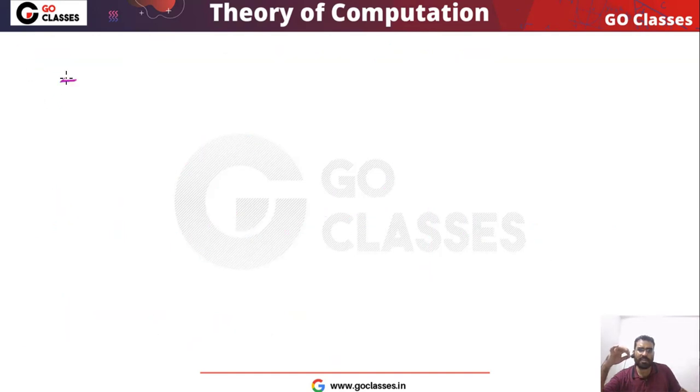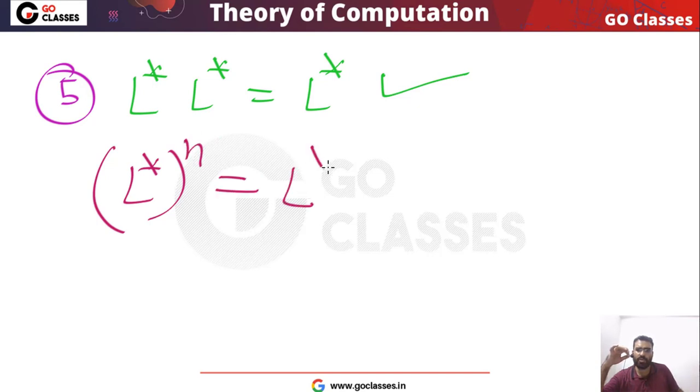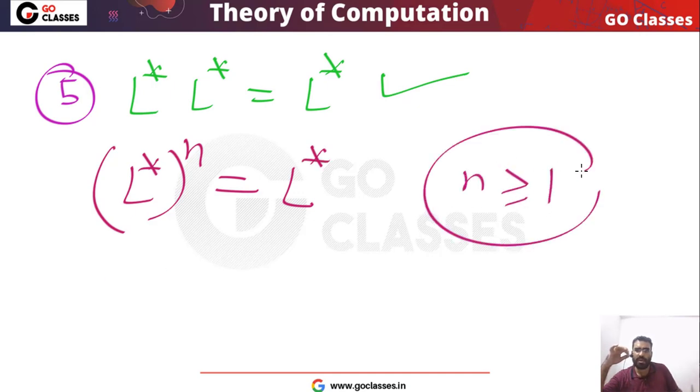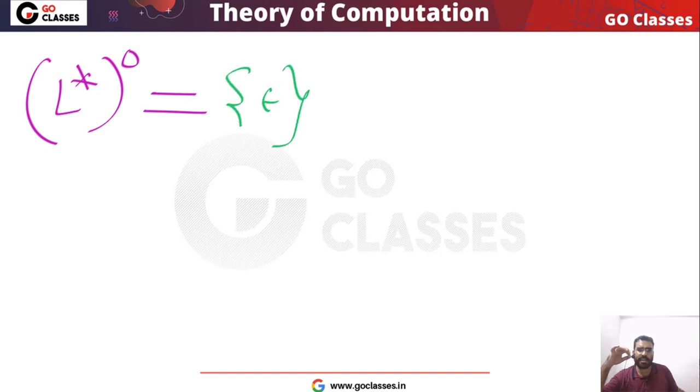The fifth result that we have seen is that (L star) star is equal to L star. Basically, any number of times you do star, 4 times, 5 times, any number of times, L star power n will be equal to L star, where n is greater than or equal to 1. If n is 0, this will be the set containing the empty string.